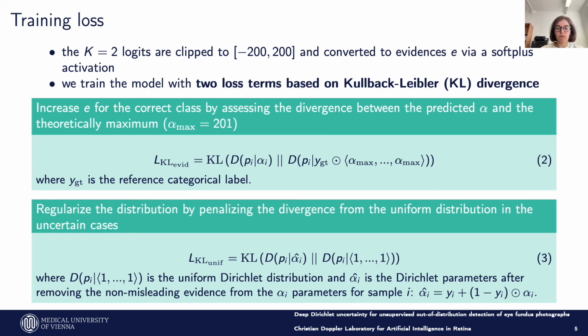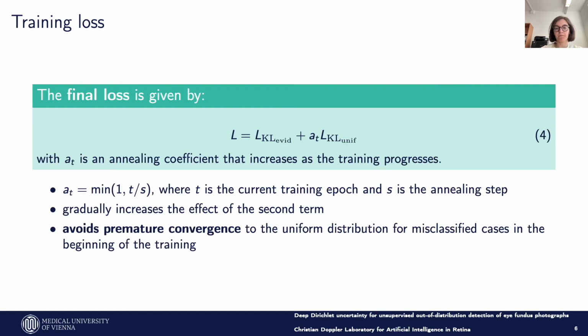The training loss is composed of two terms, both based on KL divergence. The first aims at increasing the evidence for the correct class by reducing the divergence between the predicted alphas and the theoretical maximum alphas. And the second penalizes the divergence from the uniform distribution for uncertain cases. The final loss is the sum of these two terms, with the weight of the second term increasing as the training progresses, in order to avoid the premature convergence to uniform distribution for the misclassified cases.